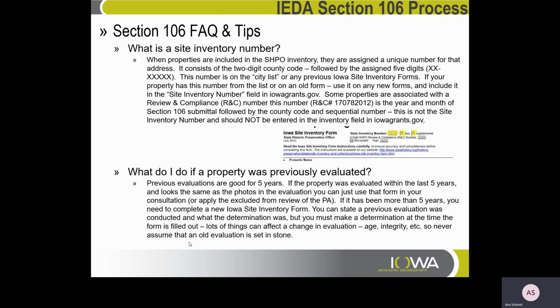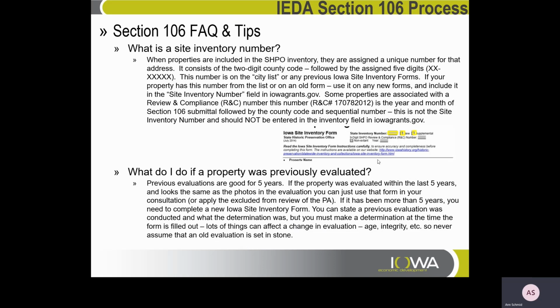So a couple of frequently asked questions or tips that I've noticed over the years. What is a site inventory number? In the state of Iowa, when a property has been previously evaluated, it will be issued a specific number. Its 2 digits are the county code, followed by an assigned 5 digits. This number is in the city list or the previous Iowa site inventory list. If your property has one of these numbers, you'll need to include it in the Iowa site inventory form, and you'll need to mark your form as supplemental at the top of the form.